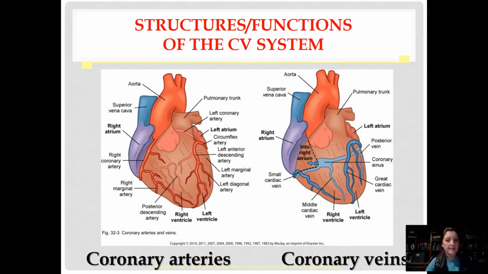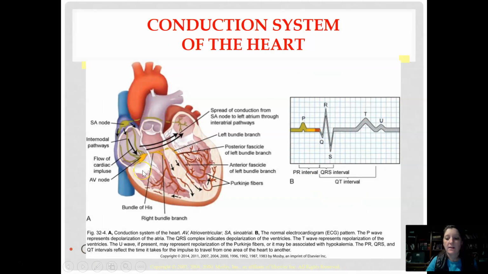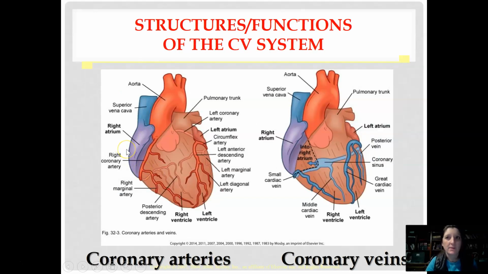The right coronary artery over here, if there's an issue over here, it's more likely to affect the electrical system of the heart, because a lot of the electrical system of the heart is located on the right side of the heart. So when we have right coronary artery issues, we're more likely to have EKG problems, arrhythmias, dysrhythmias.